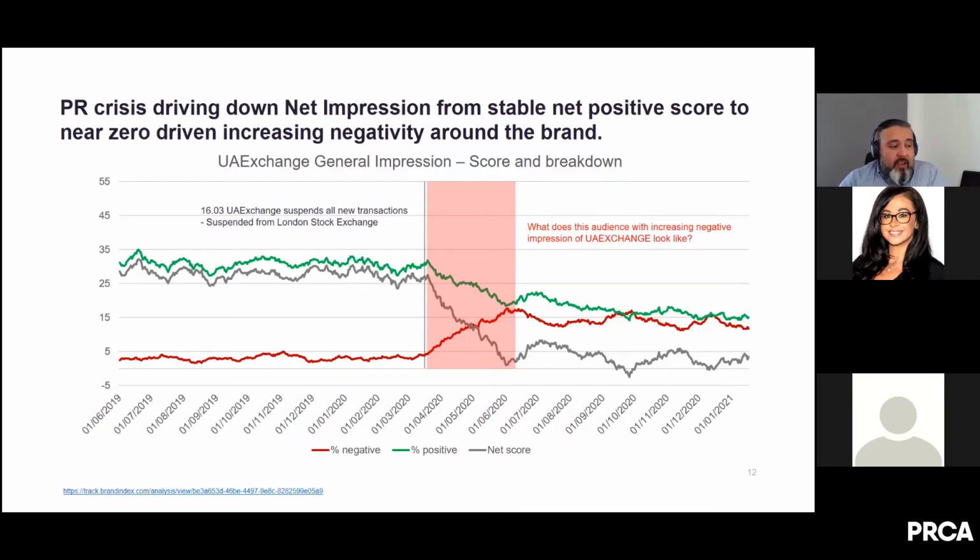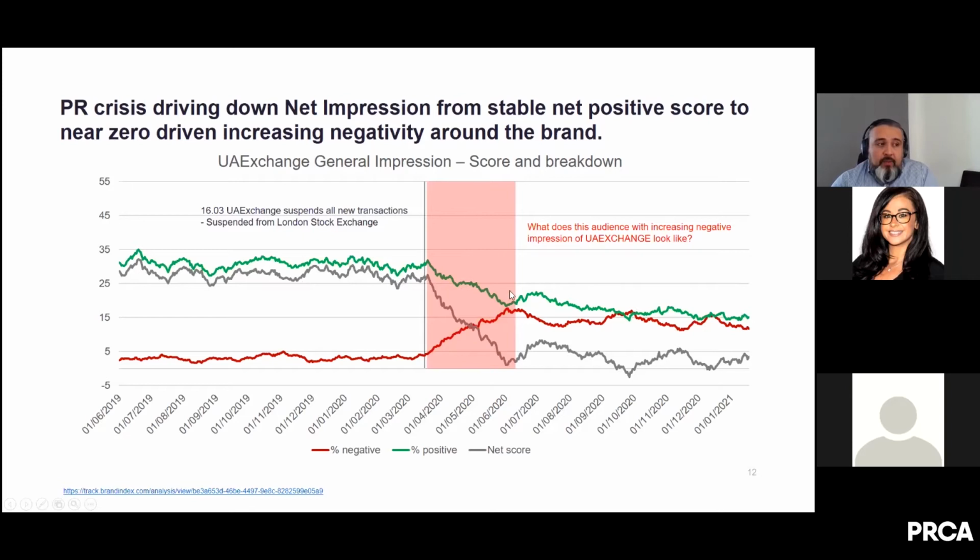And around that exact time in Brand Index, we can see that their net impression, as shown by the gray line here, declined significantly. So pre-crisis they were hovering around the 25 to 30 mark in terms of net respondents saying they've got a positive impression of the brand. And then when that crisis happened, you can see the positivity started declining. So fewer people were saying they had a positive impression, and more people were saying they had a negative impression of the brand, resulting in that net decline. And you can see it's not recovered since then.